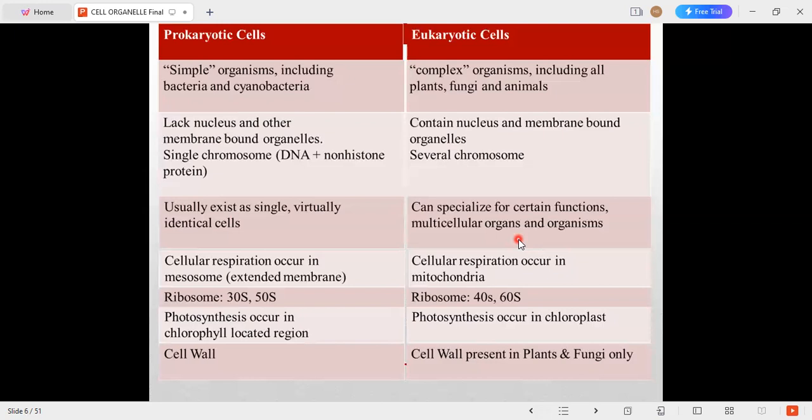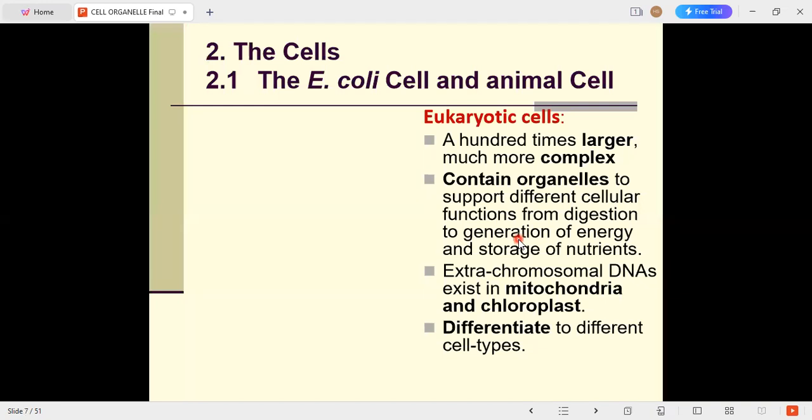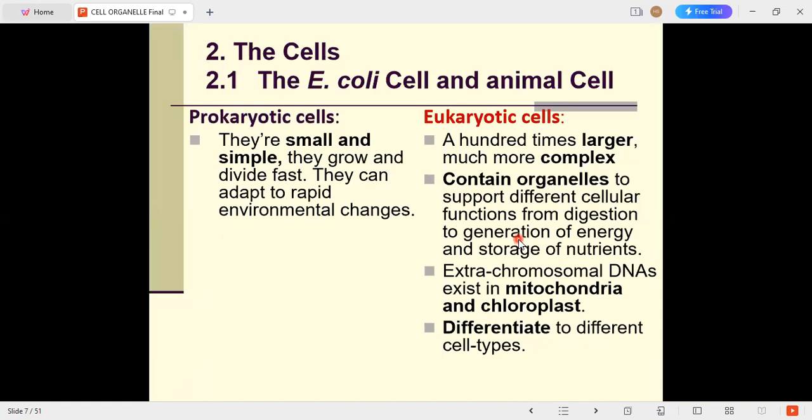The prokaryotic cell contains a cell wall, while in eukaryotic cells, the cell wall is present in plants and fungi only. So what are the eukaryotic cells? Eukaryotic cells are 100 times larger and much more complex than a prokaryotic cell. They contain organelles to support different cellular functions, from digestion to generation of energy and storage of nutrients.